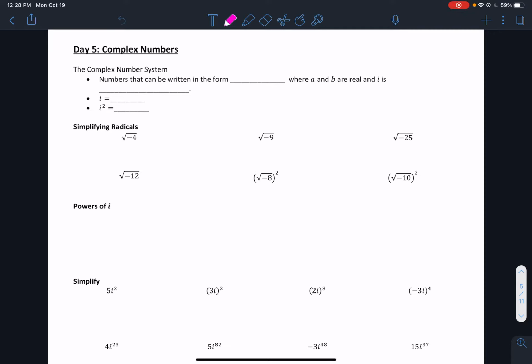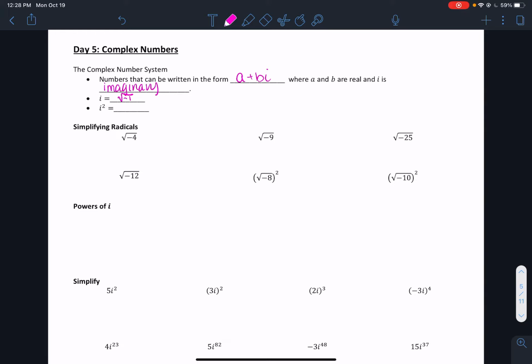All right, so first we need to identify what the complex numbers are. Complex numbers are numbers that can be written in the form a plus bi, where a and b are real and i is imaginary. i, therefore, is just the square root of -1.